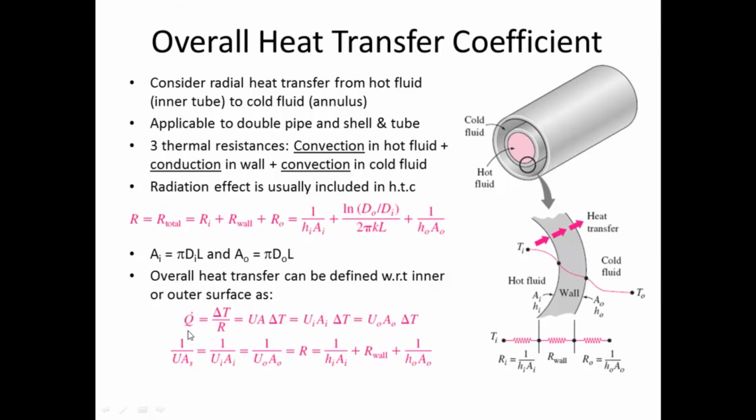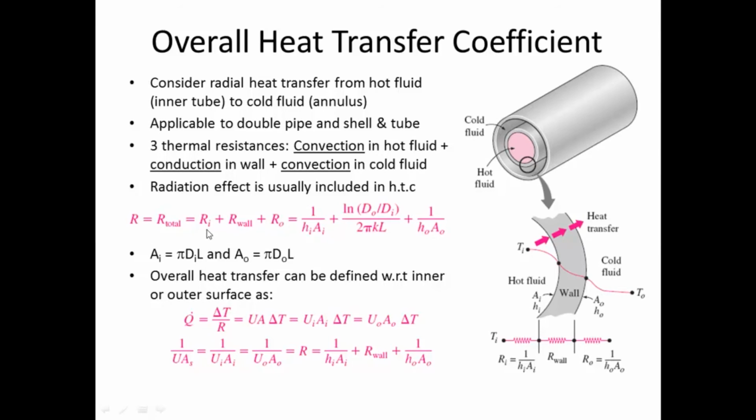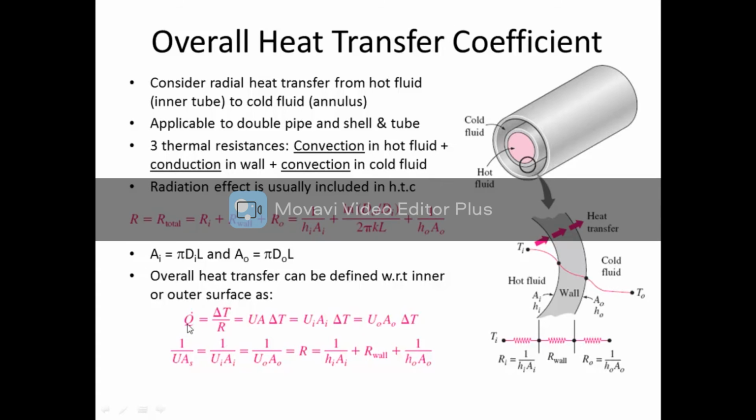So for convenience, we can write the heat transfer rate as a ratio of the overall temperature difference, that will be Ti minus To, divided by the total resistance, that is the sum of the three resistances: the inner convective, the wall conduction, and the outer convective resistances, since they are in series. So delta T by R is the heat transfer rate Q dot.